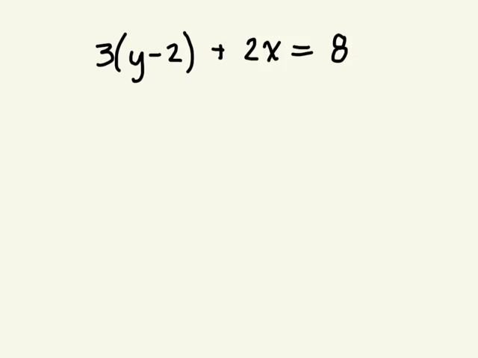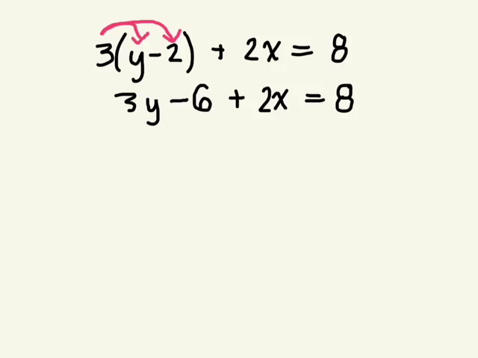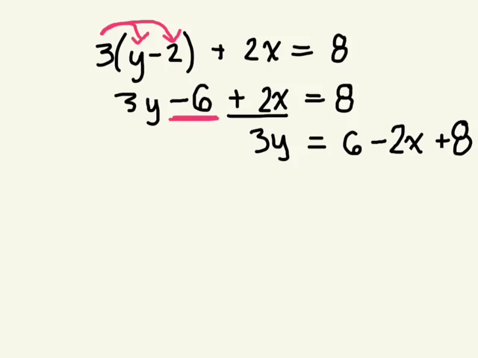Positive 10. Good. To use distributive law, I need to distribute this 3 times everything in the bracket. Only what's in the bracket. 3 times y. Good. 3 times -2 is -6, plus 2x equals 8. I want to just have my y on the left side, so let's keep the 3y. -6 becomes, when I move it to the other side, positive 6. Positive 2x becomes -2x, and 8 stays as positive 8.